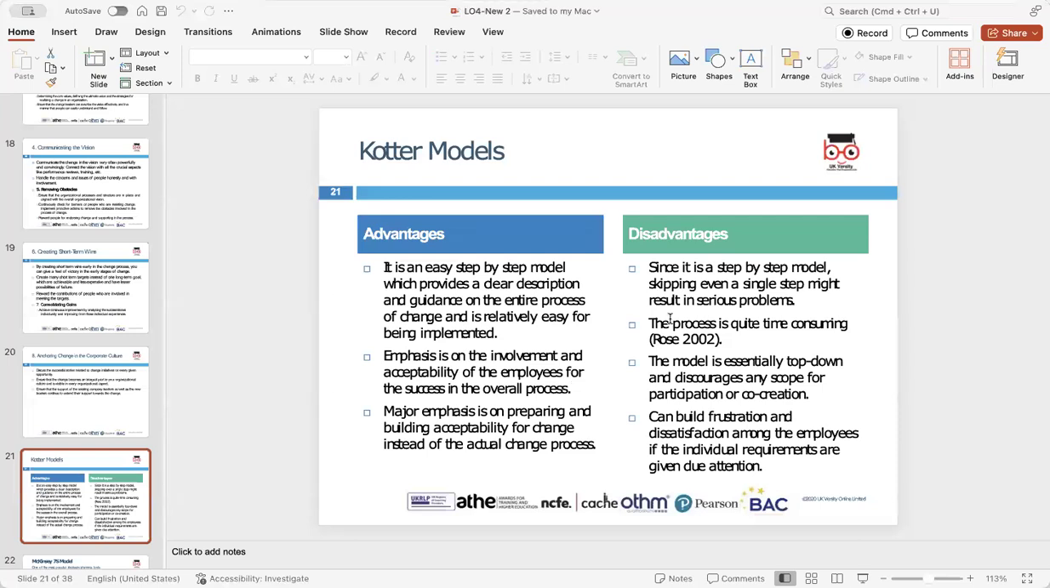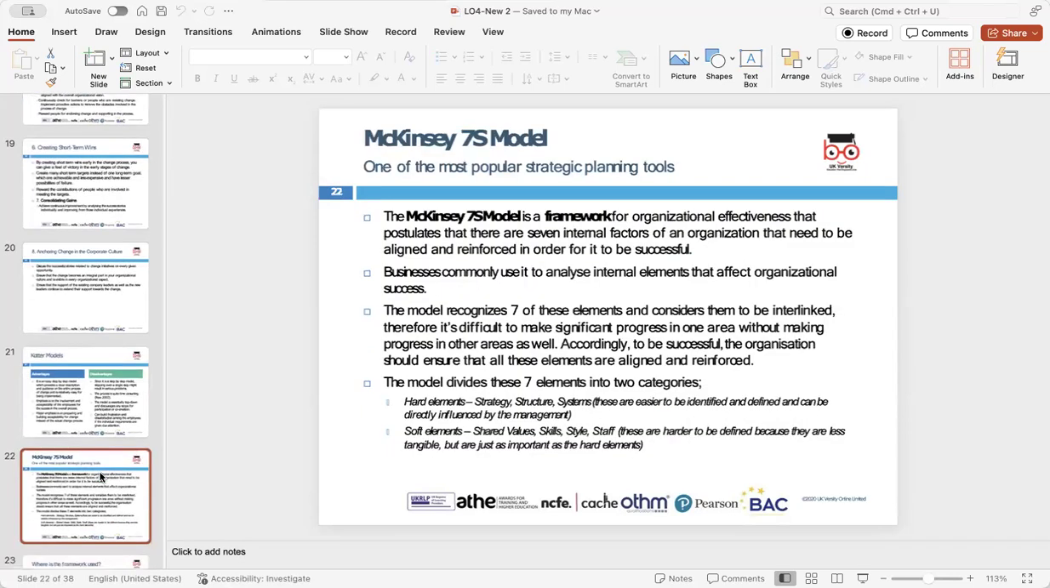On the other hand, there are some disadvantages. Skipping even a single step might result in a serious problem. The process is quite time consuming. The model is essentially top down and discourages any scope of participation or co-creation, and can build frustration and dissatisfaction among the employees if the individual's requirements are not given due attention.